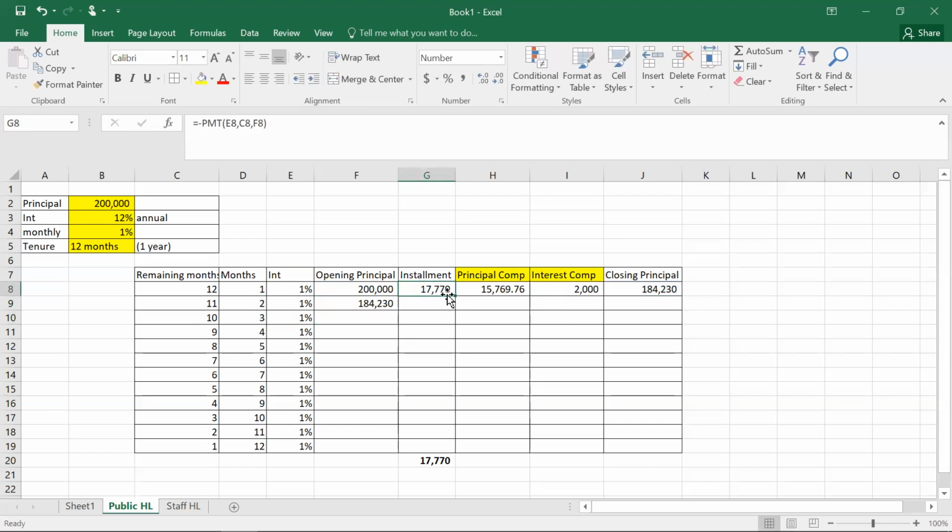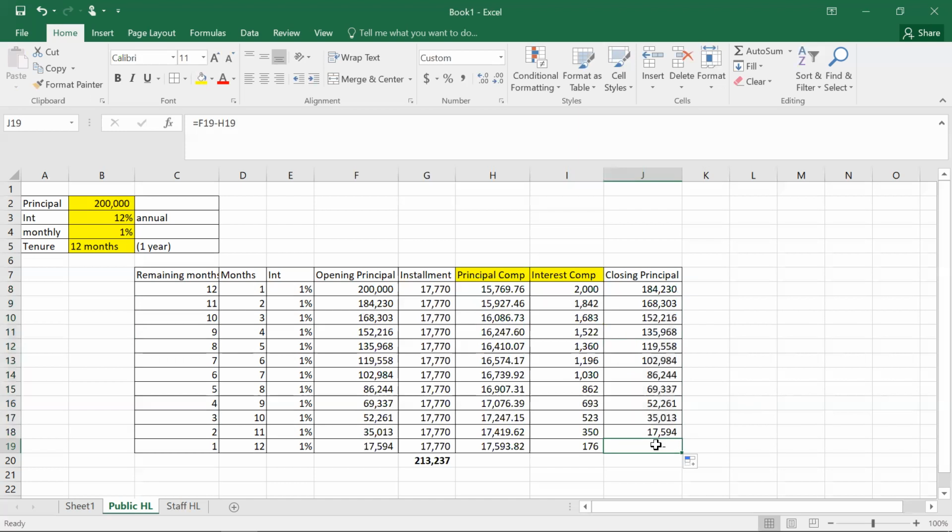Installment, again, I can drag this down. My interest component is 1842. The principal component will be the installment minus the interest component, and the closing principal will be the opening principal minus the principal component that has been recovered as part of the installment. So we'll drag down all these formulas, and we will get an amazing repayment schedule, an amazing flow of cash flows.